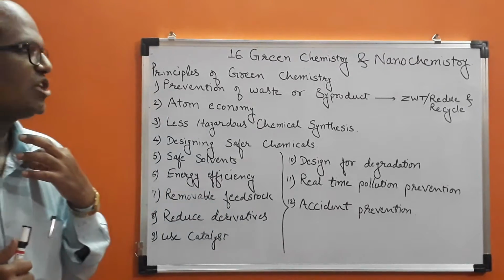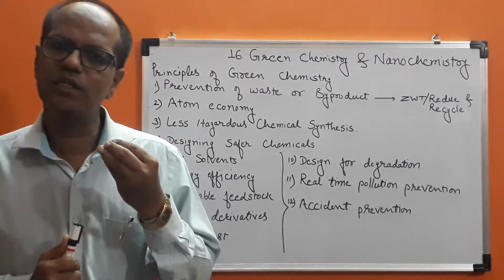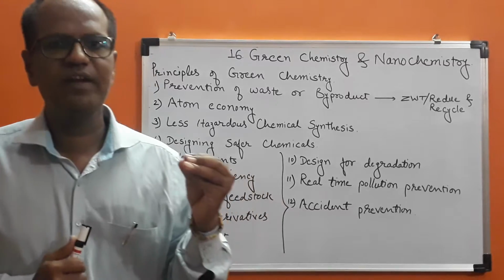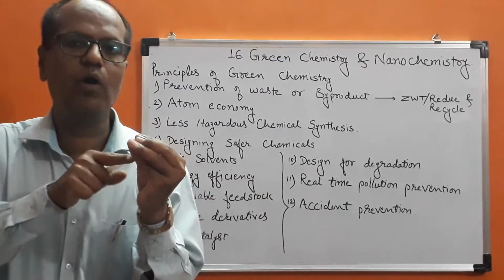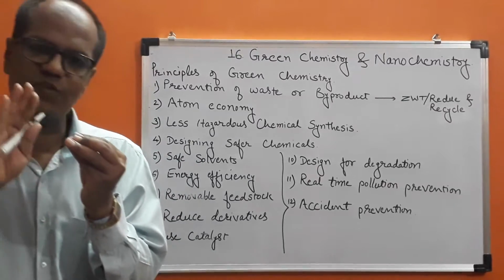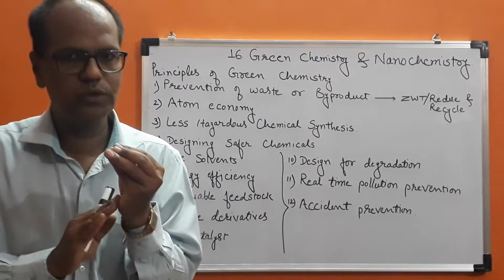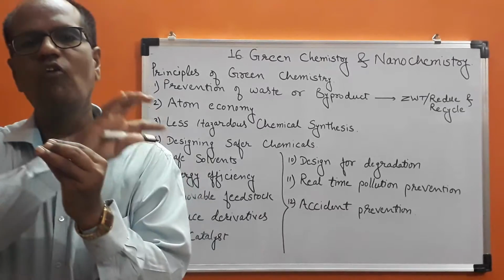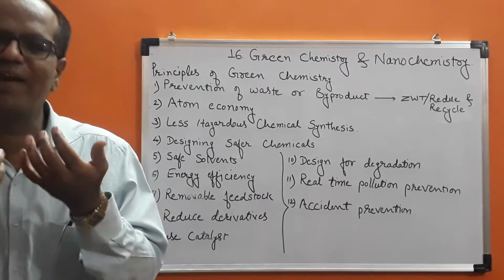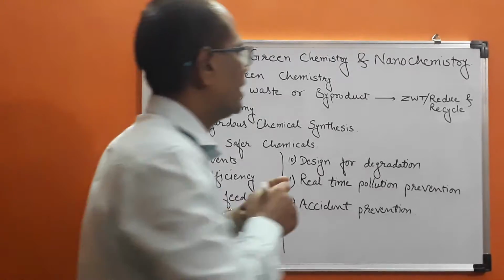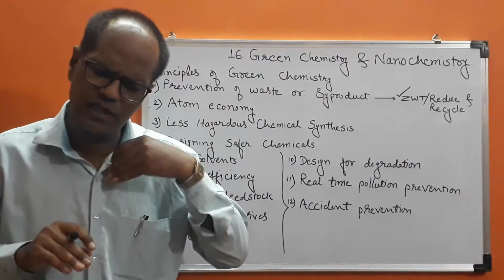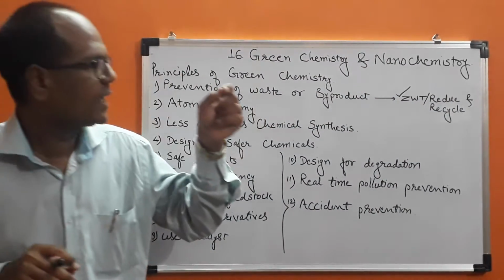Point number 1, prevention of waste or byproduct. It is obvious that if you want to prepare a chemical compound, then let us prepare that chemical compound, not the byproduct. What I mean is, as far as possible, try to reduce the quantum of byproduct. Whatever byproduct you are getting, let us try to make it zero. Let us try to eliminate it. It is known as zero waste technology. Means let us make the byproduct zero.